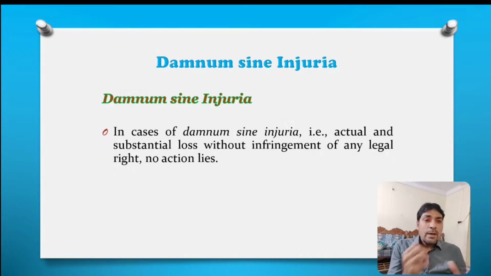So the meaning of the maxim damnum sine injuria is loss or damage without violation of legal right. If a person sustained a loss, but his legal right is not violated, he cannot file a suit under tort, and if he files a suit, he will not succeed, because to claim compensation under tort, a person's legal right must be violated. If his legal right is not violated, he will not be entitled to compensation.